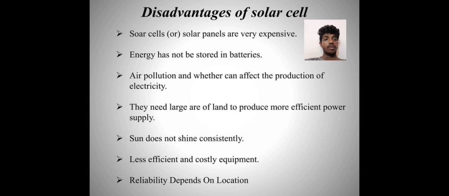Disadvantages of solar cells. Solar cells are very expensive. Energy has to be stored in batteries. Air pollution and weather can affect the production of electricity. They need a large land space for more efficient power supply. The sun does not shine constantly. Less efficient and costly equipment. Reliability depends on location.